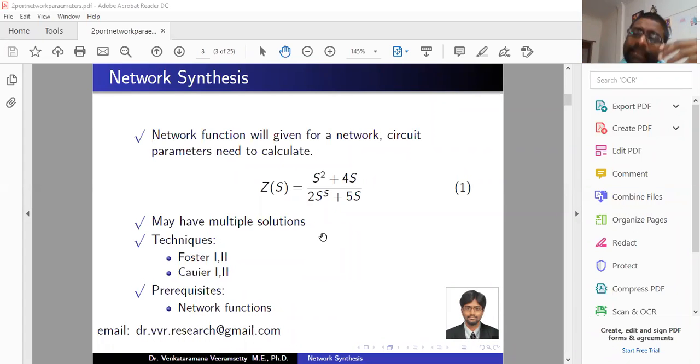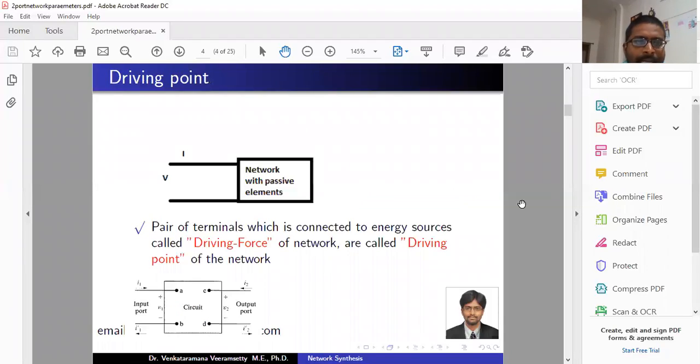So unlike network analysis, it is not a unique solution. There may be multiple solutions for the multiple techniques, right? So what are the prerequisites for network synthesis? Network functions. Prerequisite for network synthesis: network functions. So now we will discuss the prerequisites about the network functions.